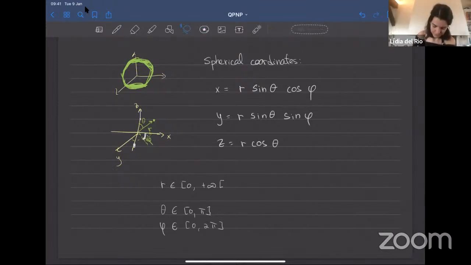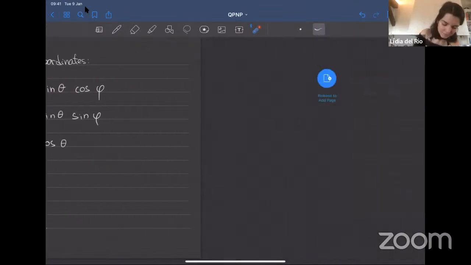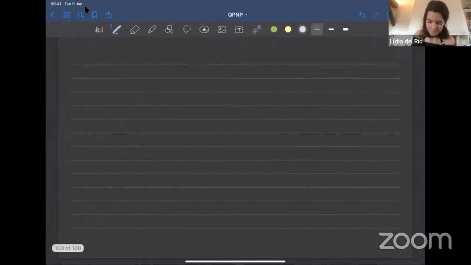Okay, good. So we know how to transform from the Cartesian coordinates to the spherical coordinates and vice versa in the classical case, but what happens in the quantum case? Because now we have these three Hilbert spaces, so how do we transform from one to the other? And so maybe let's start with an analogy.